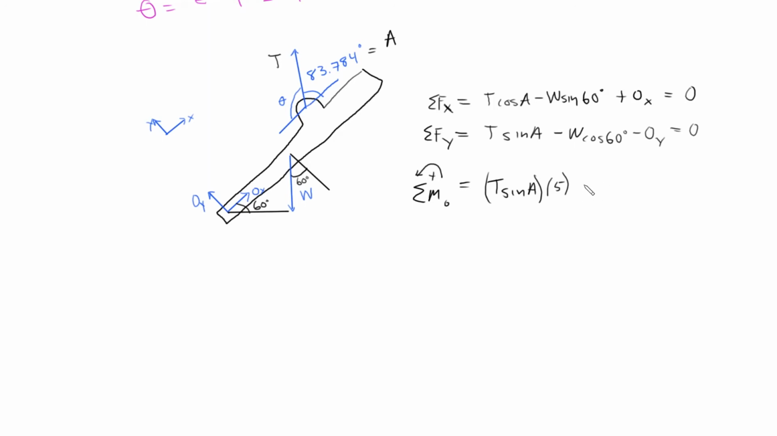So this is going to be plus or minus. Wait, is this? Yeah, this is positive. This is going to be minus. So minus, and then this is going to be 2.5, and then W cosine of 60, which is the perpendicular force from the beam, and then 2.5 is the perpendicular distance from this point to point O. So that should be the only forces causing a moment about point O.